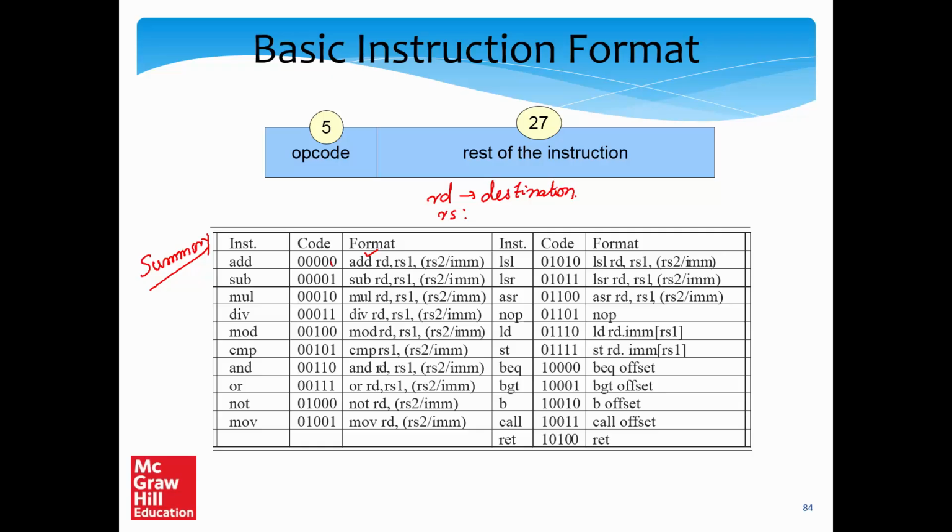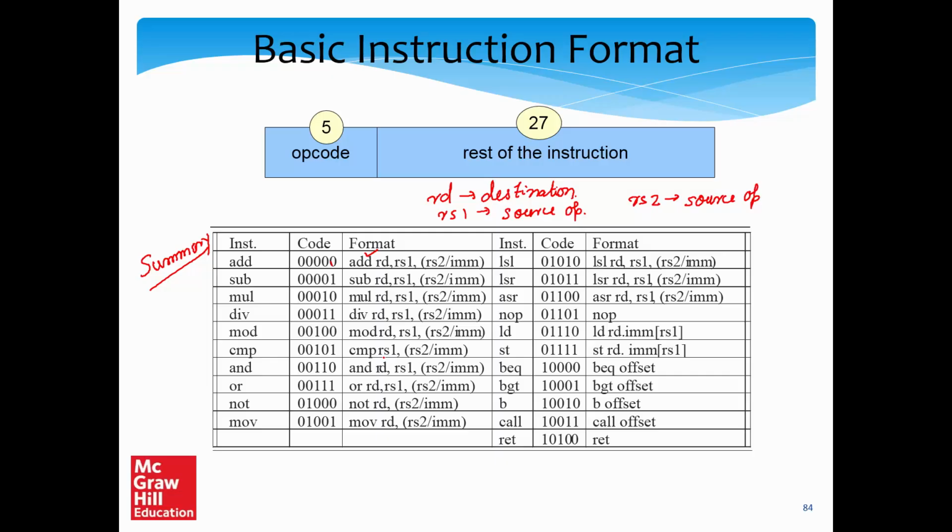RS1 is the first source operand, right? RS2 is the second register source operand, and IM is an immediate. So as we can see, all arithmetic instructions are of the same type. You first specify the destination, then the first source register. The second operand can either be a register or an immediate.